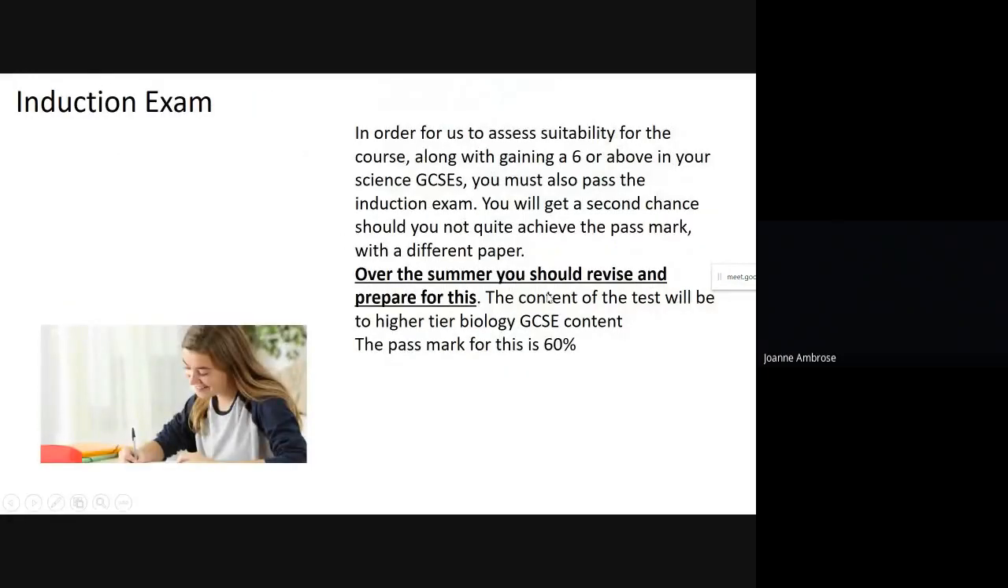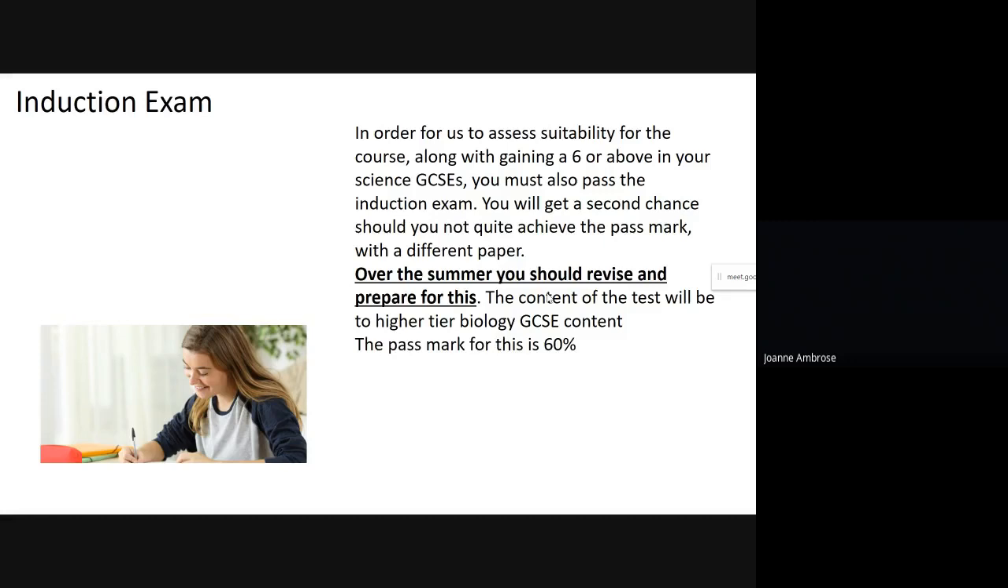There is an induction exam at the beginning of the course, so your first lesson in biology will involve you sitting this induction exam. You need to pass this, and the pass mark for this is 60%. Over the summer, you should be revising for this, just like you would have if it was your GCSE paper. The content is going to be the higher tier of the biology GCSE content.